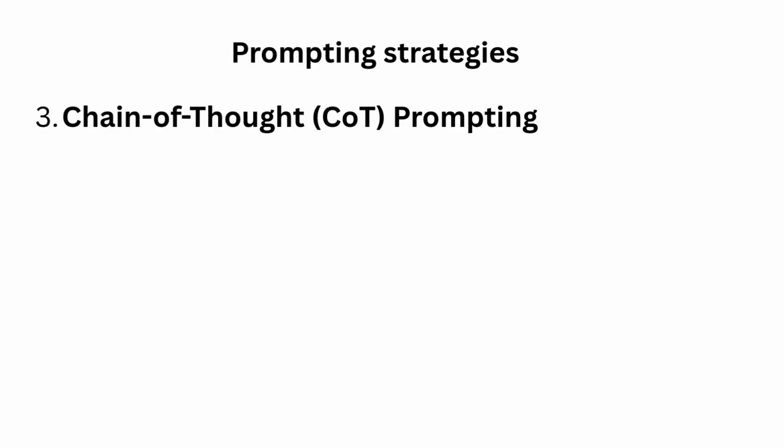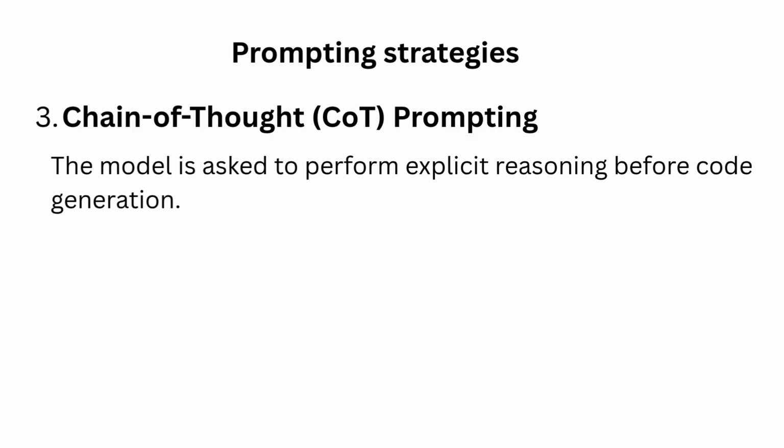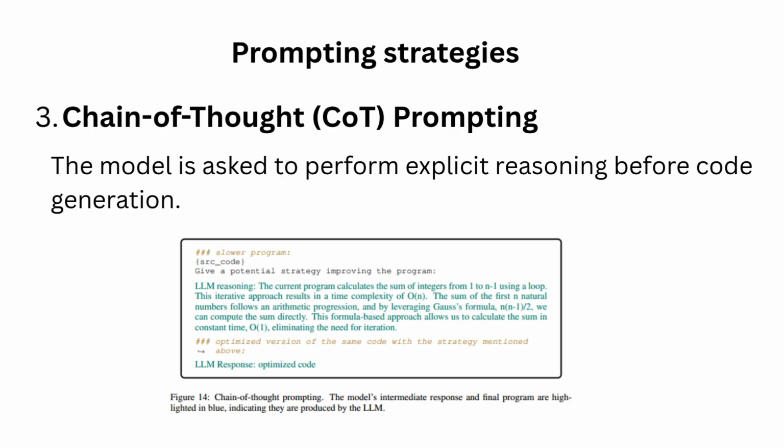Next, the authors experimented with chain of thought prompting. In this approach, the model is asked to reason step by step before generating the optimized code. The idea behind this approach is that forcing the model to think through the optimization process can lead to better and more accurate code transformations.